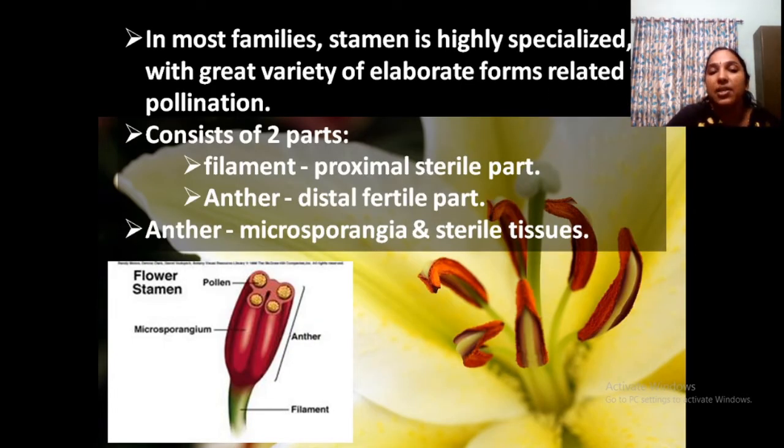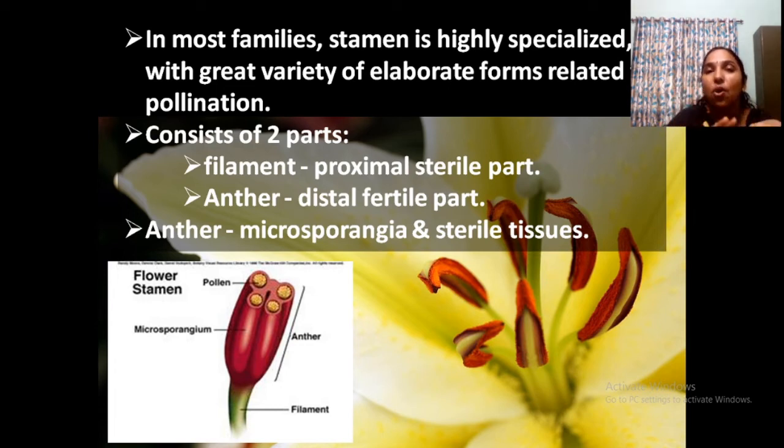In most families, the stamen is highly specialized and you can see a great variety of forms, and these modifications of the stamen are basically related to the type of pollination. Clear? A typical stamen has two parts. What are they? Filament and anther. The filament is the basal sterile part, and the anther is the apical fertile part. The anther carries the microsporangia, or pollen grains, together with some sterile tissues also.